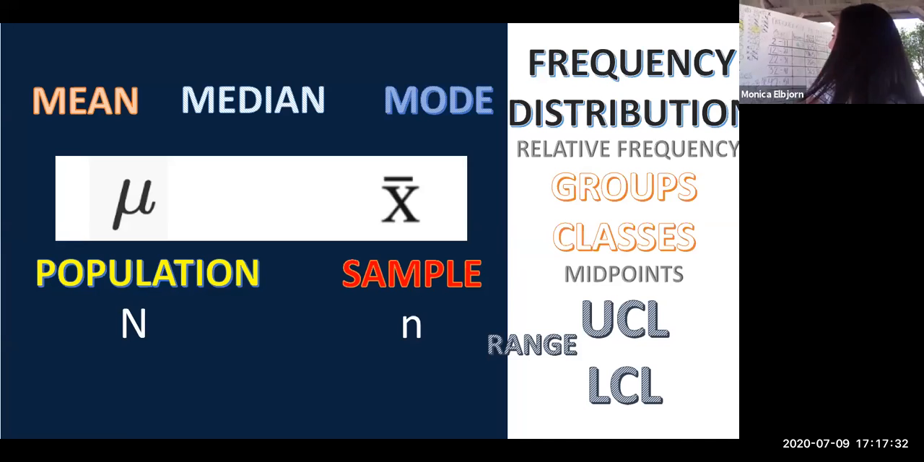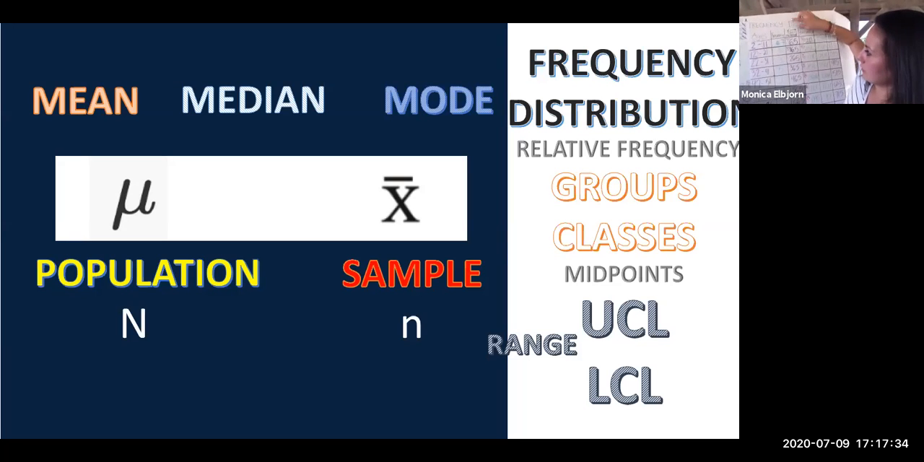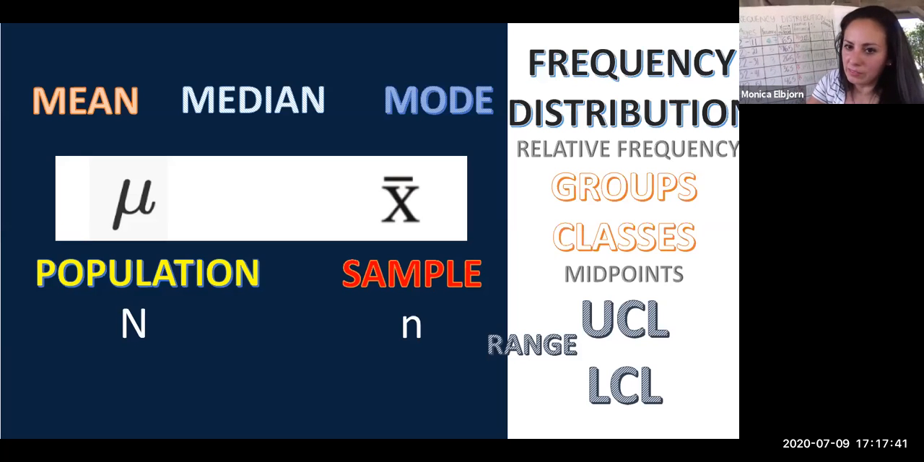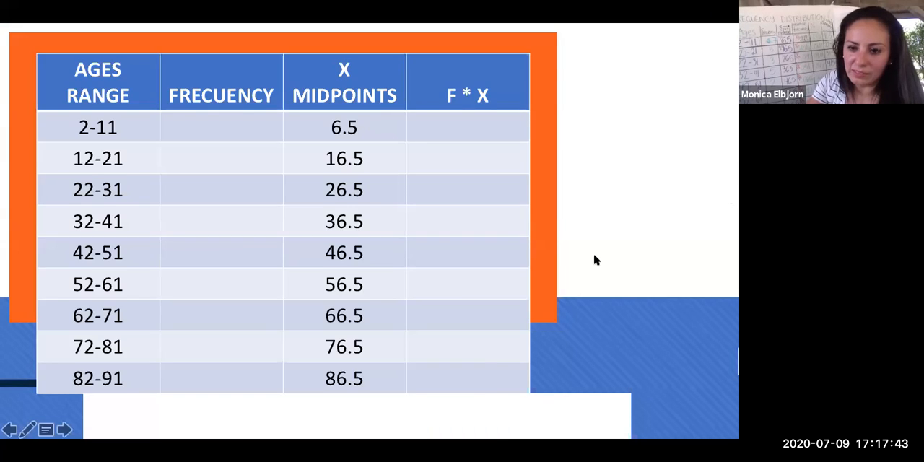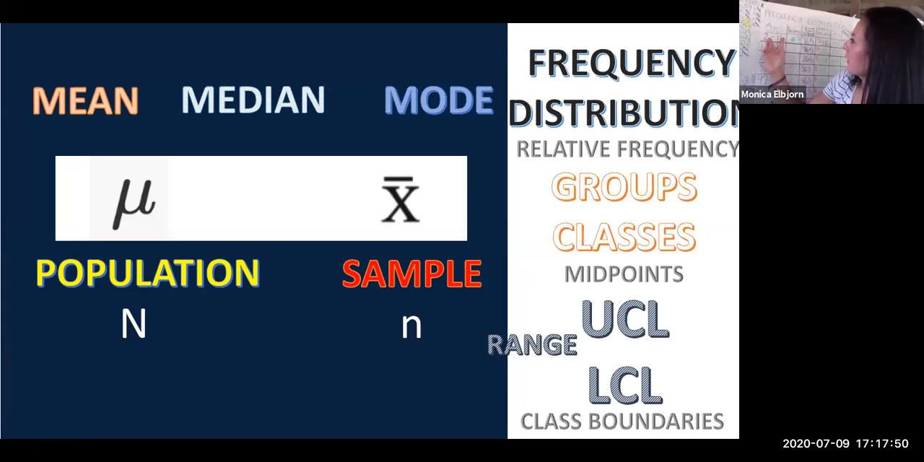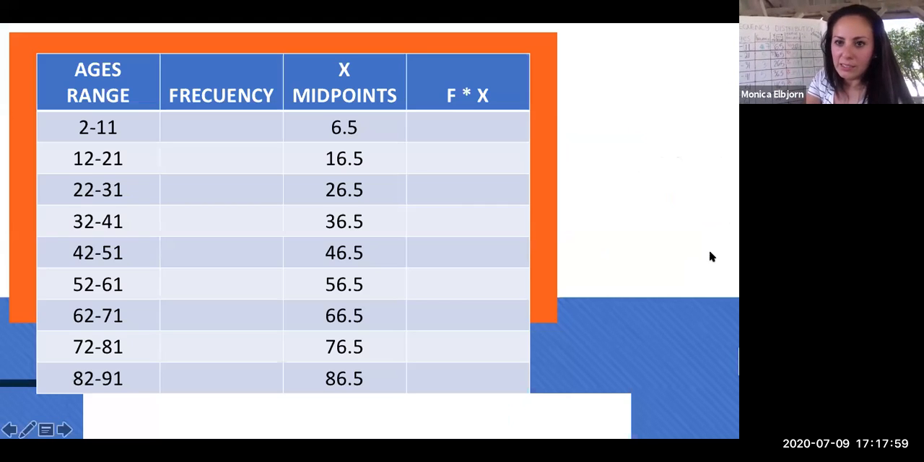We also talked about our midpoints. The midpoint of the first class was 6.5, and then you add the width. And we also talked about class boundaries. We had a class boundary between 11 and 12, so our class boundary was 11.5. So this is how mine looked.